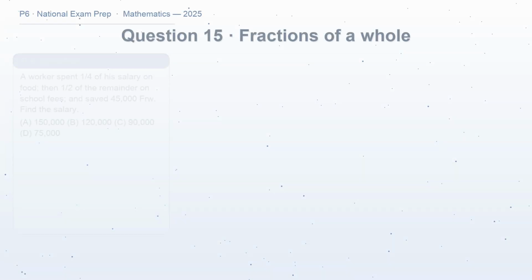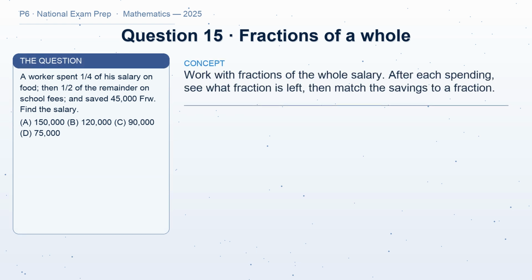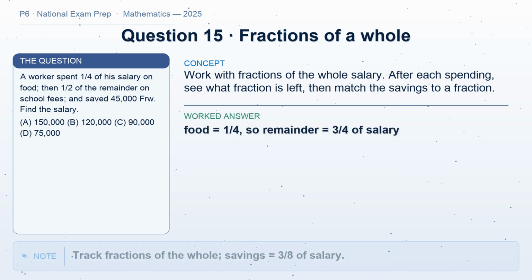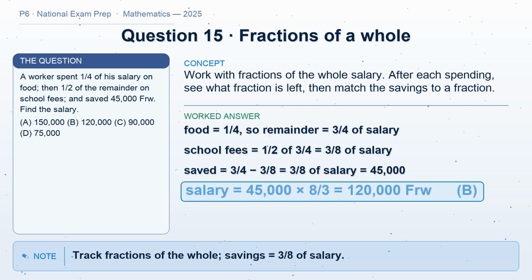Question 15. A worker spent 1/4 of his salary on food. Then he spent 1/2 of what was left on school fees and saved 45,000 francs. Find his salary. Let's think in fractions of the whole salary. Food took 1/4, so 3/4 were left. School fees took 1/2 of that 3/4, which is 3/8 of the salary. So the savings are 3/4 minus 3/8, which is 3/8 of the salary. That 3/8 equals 45,000 francs. So 1/8 is 15,000, and the whole salary is 8/8, which is 120,000 francs. The answer is option B.